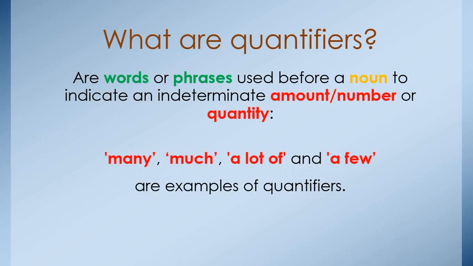The first question that we have is, what are quantifiers? They are words or phrases used before a noun to indicate an indeterminate amount, number, or quantity. Words like many, much, a lot of, and a few are examples of quantifiers.